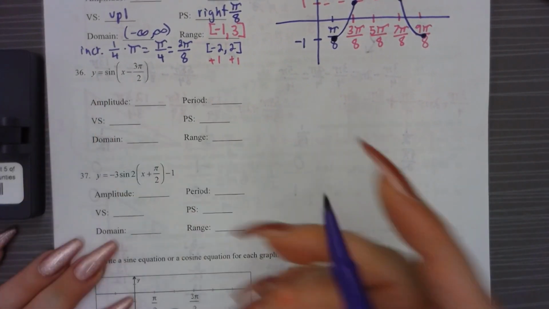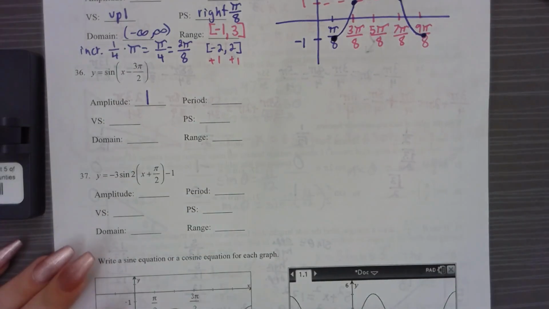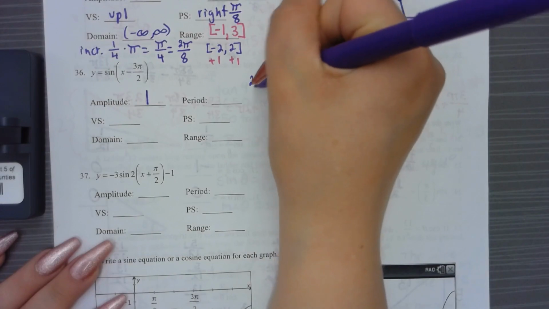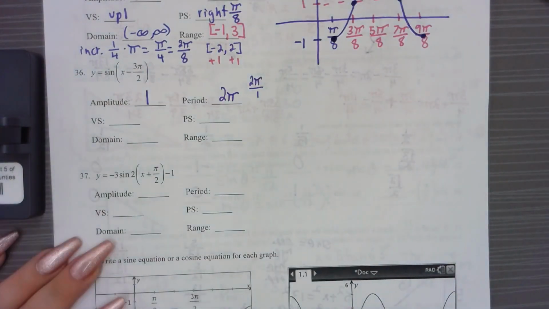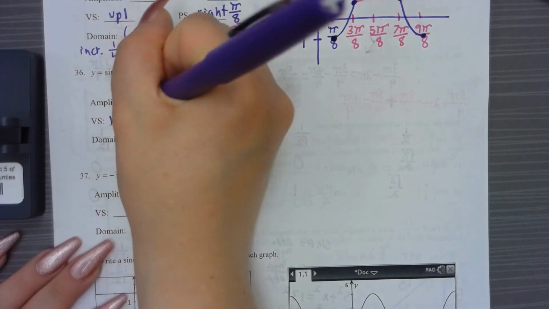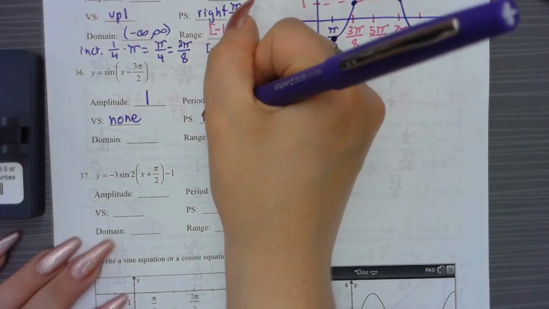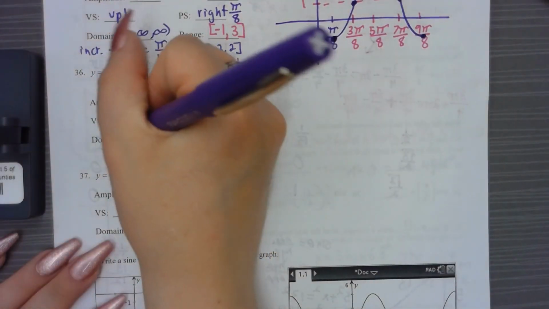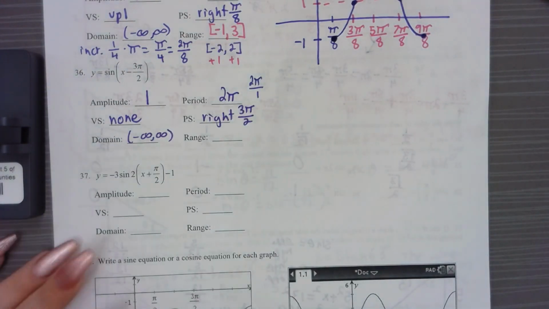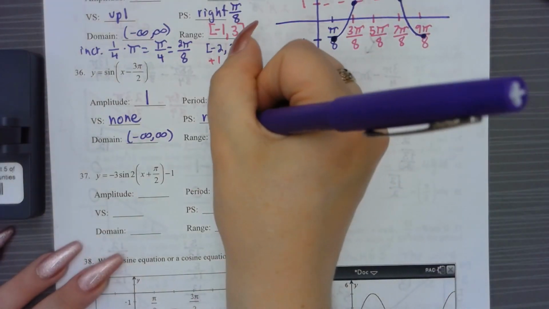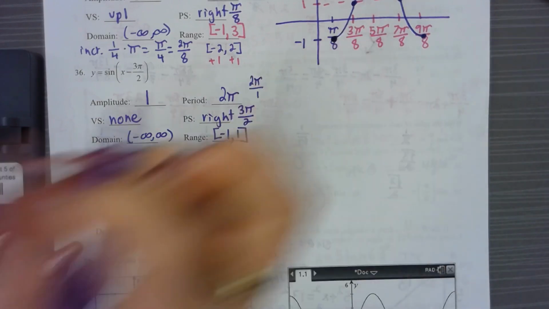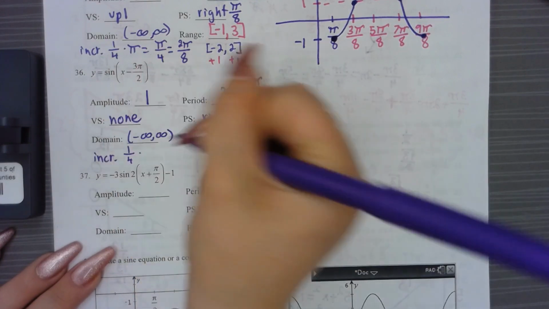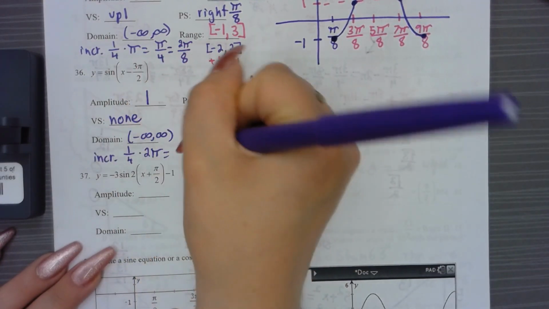Again, we don't have a number out front, so there is a 1 out front. That's what our amplitude would be. We also don't have a b value, so again it would be like 2 pi over 1, which means our period is going to be 2 pi. We also don't have a vertical shift here again. We do have a phase shift. We're moving to the right 3 pi over 2. Our domain is still the same, negative infinity to infinity, and because I don't have any shifts up or down, my range is going to be negative amplitude to positive amplitude. And again, to find my increments, I'm going to do 1/4 times 2 pi, which is going to give me pi over 2.